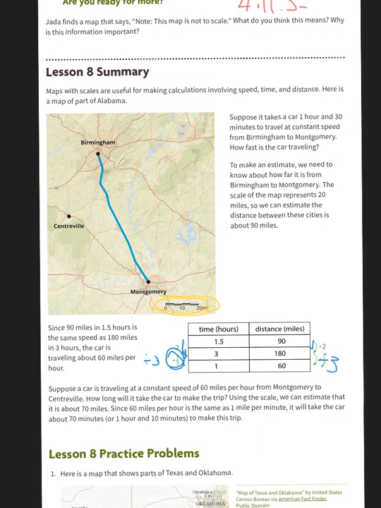So suppose a car is traveling at a constant speed of 60 miles an hour from Montgomery to Centerville. How long will it take the car to make the trip? Using the scale, we can estimate that it is about 70 miles. Since 60 miles an hour is the same as 1 mile per minute, remember 60 divided by 60 is 1, so we're going 1 mile per minute, it will take the car about 70 minutes, or 1 hour and 10 minutes to make the trip. Okay? So there's the lesson. Let's take a look at the problems.